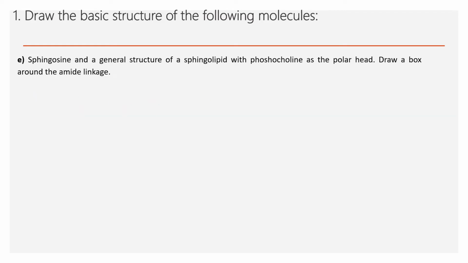Draw the basic structure of the following molecules. 1E, sphingosine, and a general structure of a sphingolipid with phosphocholine as the polar head group. Draw a box around the amide linkage. Okay, so we're going to go ahead and start with this right here. Okay, we have our 3 carbons, then we have our hydroxyl group.